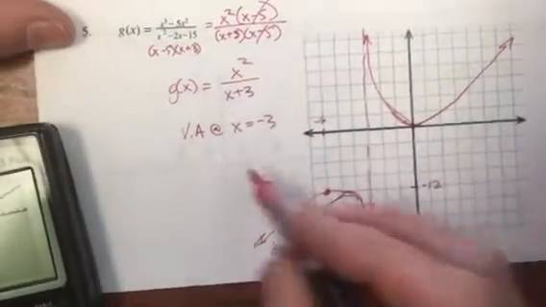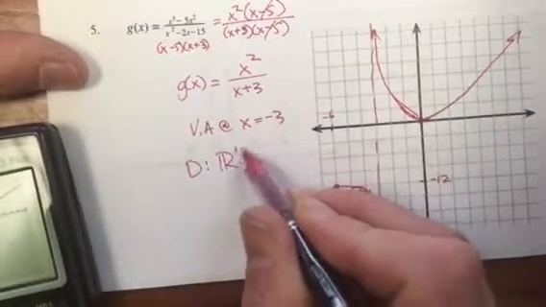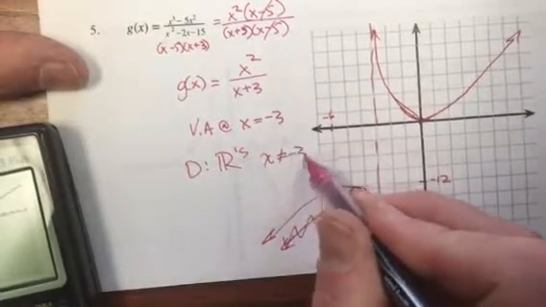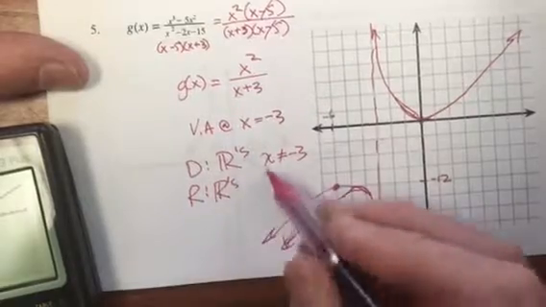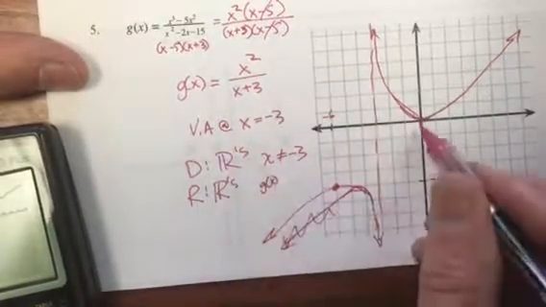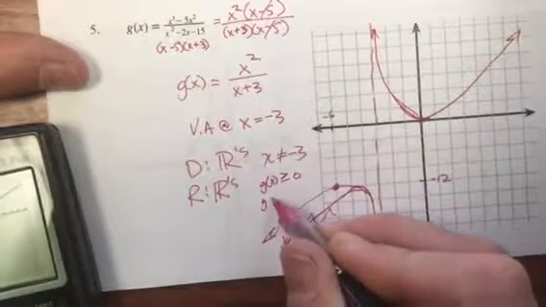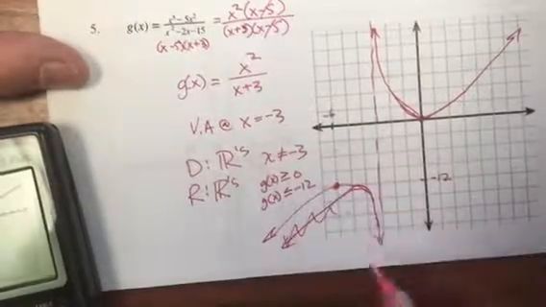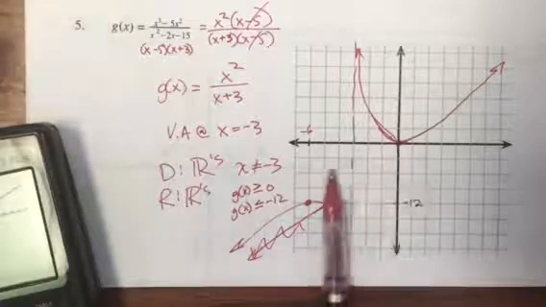So my domain is all real numbers except x cannot be -3. My range is all real numbers such that g of x is always going to be greater than or equal to 0, or g of x is going to be less than or equal to -12. All right? And that is pretty good. If you can do that, you're in good shape.